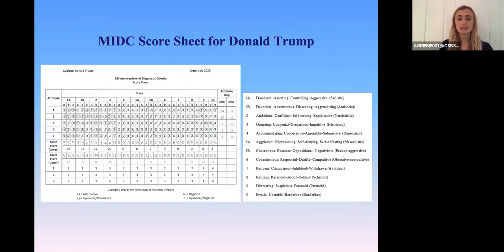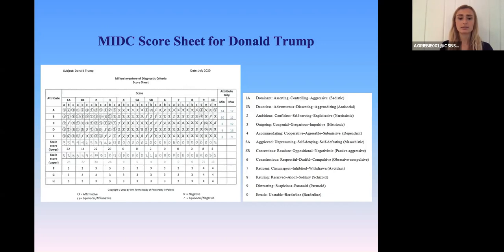In our study, psychodiagnostically relevant data were collected from biographical sources and media reports of Trump's post-inaugural political behavior from his inauguration in 2017 until July 2020. Based on the amount and quality of the psychodiagnostic data we collected, we categorized each item in the MIDC on a spectrum from negative to affirmative, with affirmative being a present item.